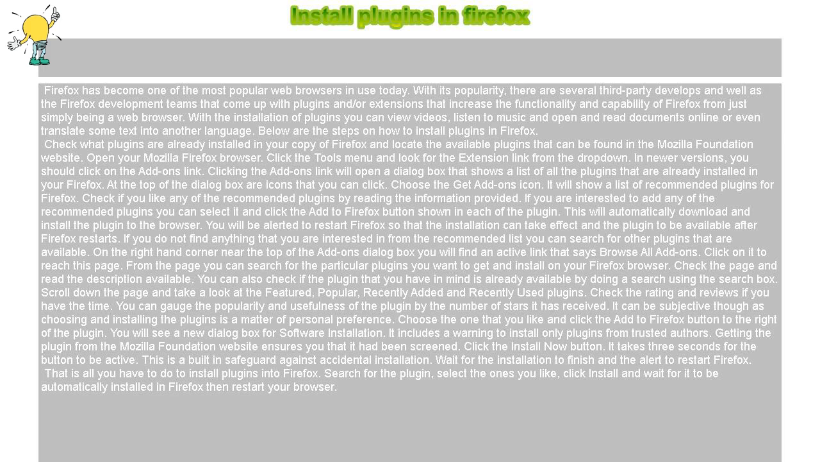Clicking the Add-ons link will open a dialog box that shows a list of all the plugins that are already installed in your Firefox. At the top of the dialog box are icons that you can click. Choose the Get Add-ons icon. It will show a list of recommended plugins for Firefox. Check if you like any of the recommended plugins by reading the information provided.